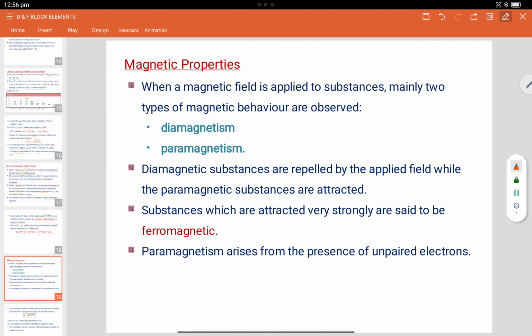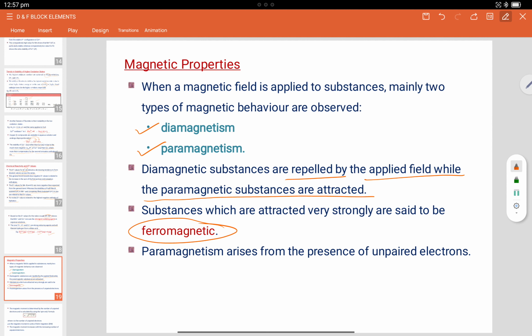Magnetic property, that is the important one. So children, when a magnetic field is applied to a substance, mainly two types of magnetic behavior are observed in d block elements: diamagnetic and paramagnetic. Diamagnetic substances are repelled by the applied field, while paramagnetic substances are attracted. Substances which are attracted very strongly are said to be ferromagnetic.